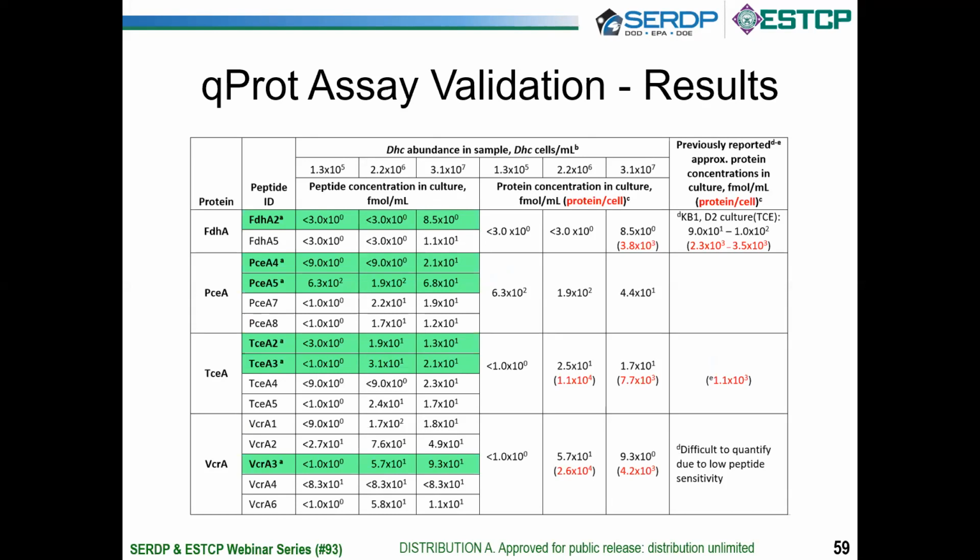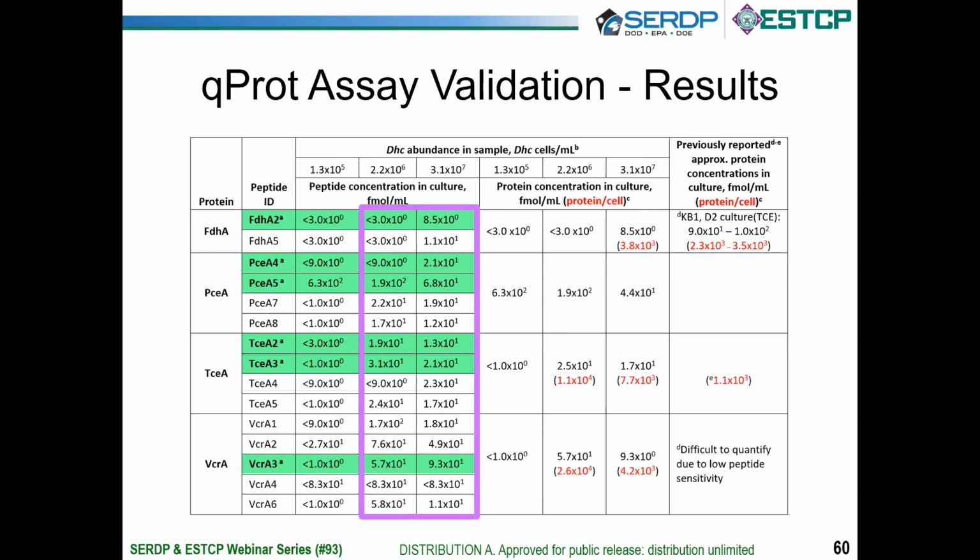And so on slide 60, we had good quantitative results for the 10^6 and 10^7 DHC cell abundance samples, which was positive. As expected for the 10^5 DHC cell abundance titer, we had mostly non-detect results.